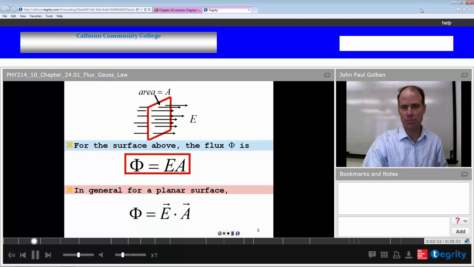In general, if I had a planar surface, the flux is equal to the dot product between the E field and the area vector for that surface. This allows me to move the orientation of the area so that I can account for that. If I were to move the area at an angle, I might encompass fewer flux lines, so I need some way to think about that. This area vector is a vector that is normal to the surface of the area it represents, and the magnitude of which is equal to the area that it represents.